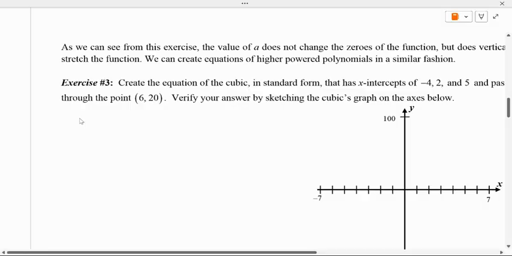As we can see from this exercise, the value of a does not change the zeros of the function. It only changes the y-intercept.